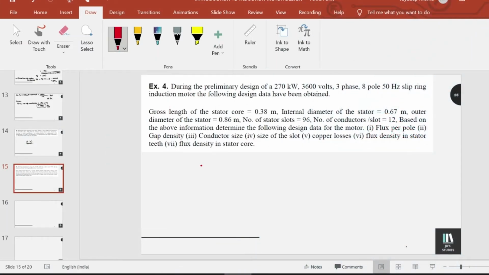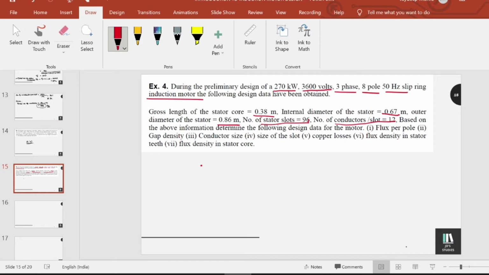In example number 4, we have preliminary design data of a 270 kilowatt, 360 volts, 3 phase, 8 pole, 50 hertz slip ring induction motor. We have gross length 0.38 meter, inner diameter of stator 0.67 meter, outer diameter 0.86 meter, number of stator slots 96, and number of conductors per slot 12. Based on the above information, determine the following design data of the motor.